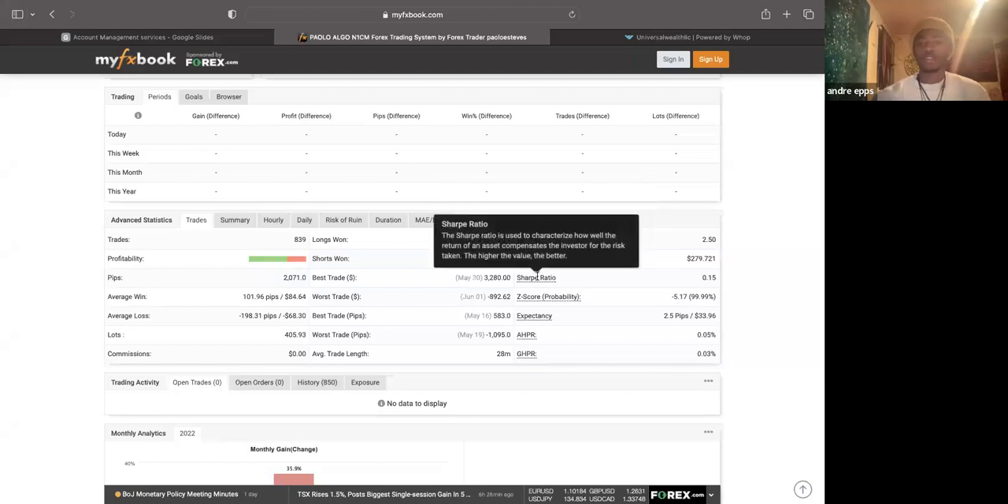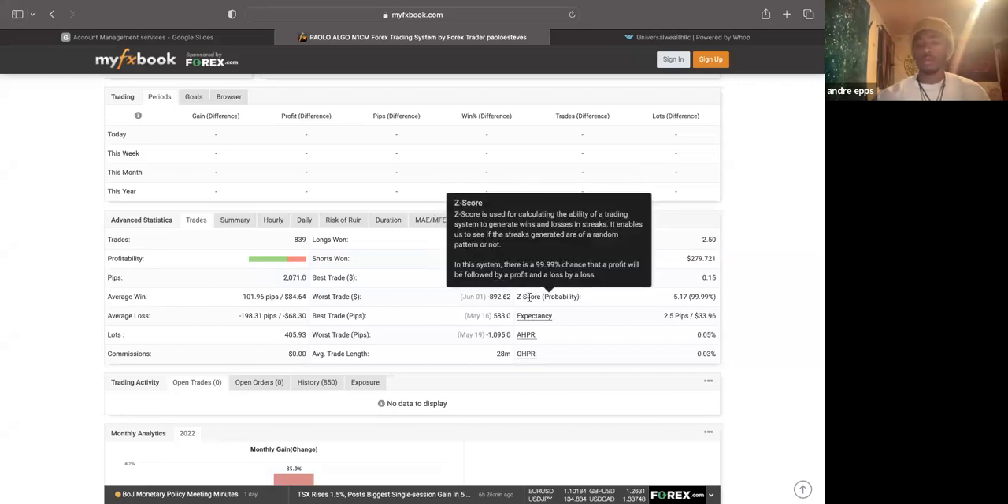We have the Sharpe ratio. The Sharpe ratio is used to characterize how well a return of an asset compensates the investor for the risk taken. The higher the value, the better. We have 0.15%, which is beautiful. Okay, so we also have the Z-score probability.